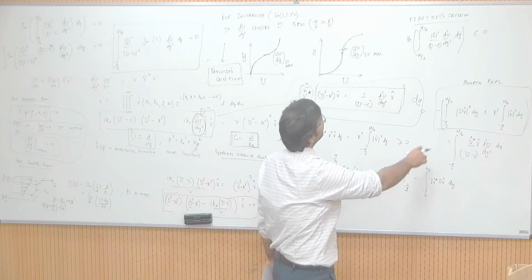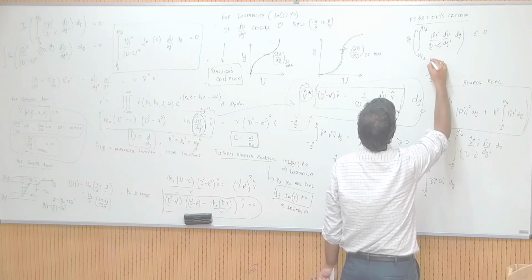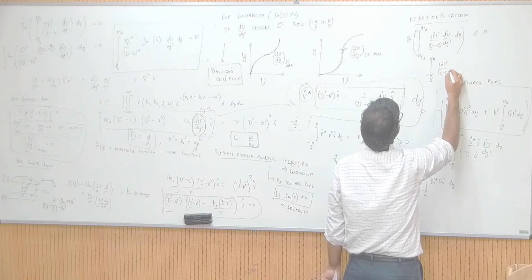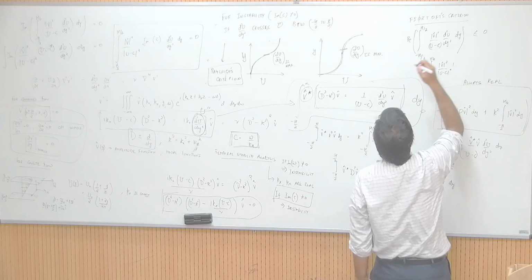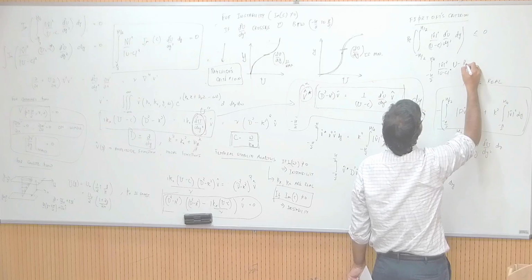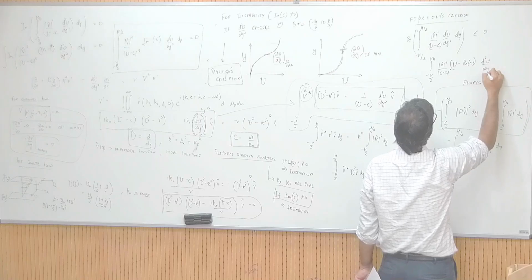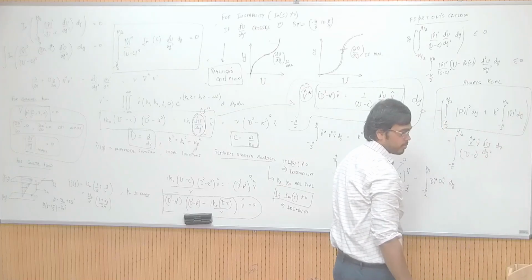Okay. Now the real part, to convert this into a real part, we can say that this is minus h by 2 to h by 2, mod v hat square by mod u minus c square, and then the real part of u minus c star, which is going to be simply u minus the real part of c, times d2u by dy square dy. This integral should be less than or equal to 0.